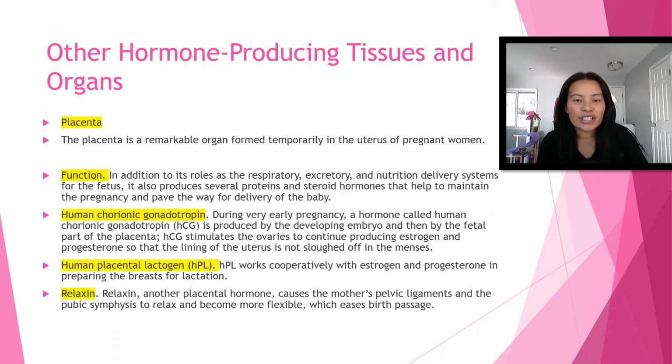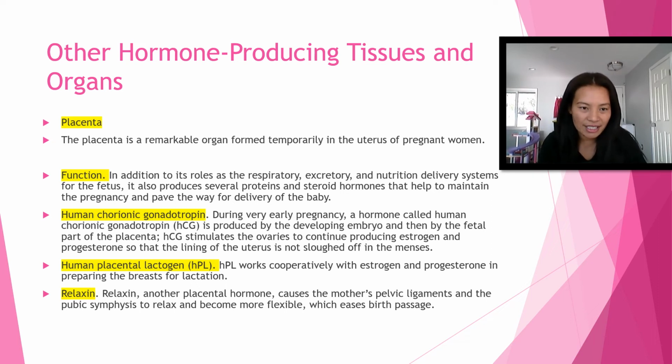So we also have other hormone-producing tissues and organs. Besides the major endocrine organs, pockets of hormone-producing cells are found in fatty tissue and in the walls of the small intestine, stomach, kidneys, and heart, organs whose chief functions have little to do with hormone production.